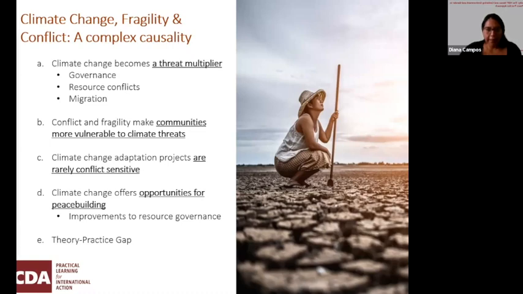And also, environmental peacebuilders agree that there is a theory-practice gap. We have great theory in this field, and we understand conflict dynamics very well, and we have a lot of data collection. However, practitioners on the ground don't know what to do with it. The current approaches and frameworks have very limited evidence of efficacy in addressing climate and conflict together.